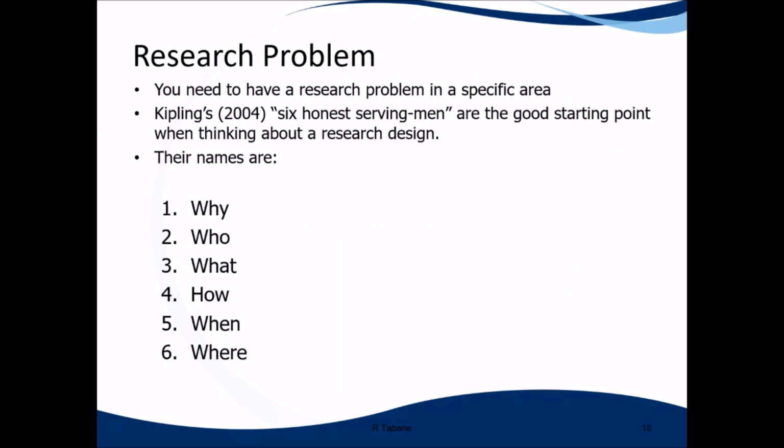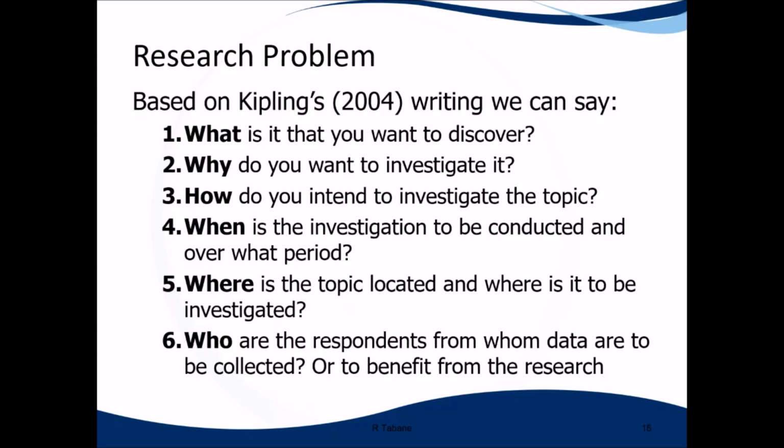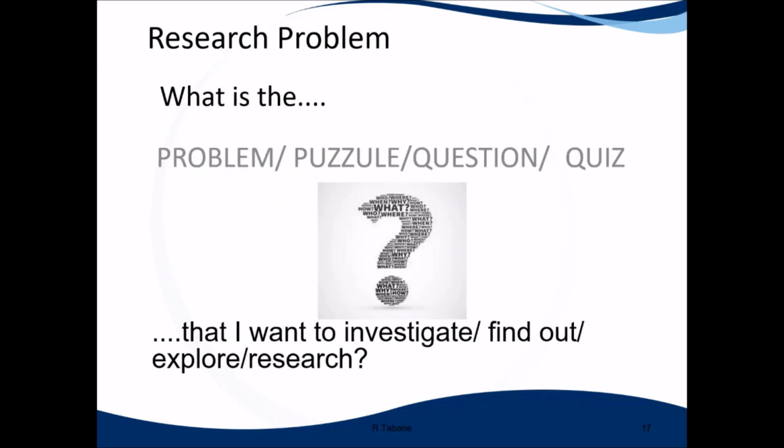So we all know the 6 questions: why, who, what, how, when, and where. These are your key guidelines in helping you to shape your research problem. What is it that you want to discover or answer? Why do you want to do it? When are you going to do this investigation? Where? And who are your respondents or participants? So, research problem: what is your puzzle? What is it that you want to investigate?